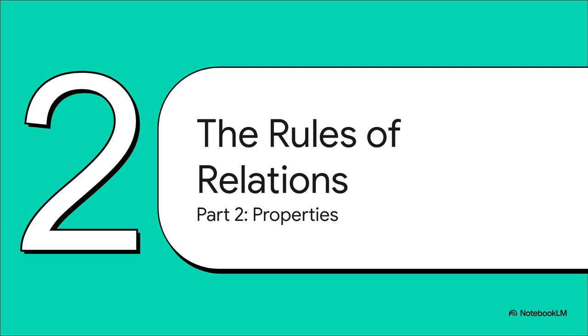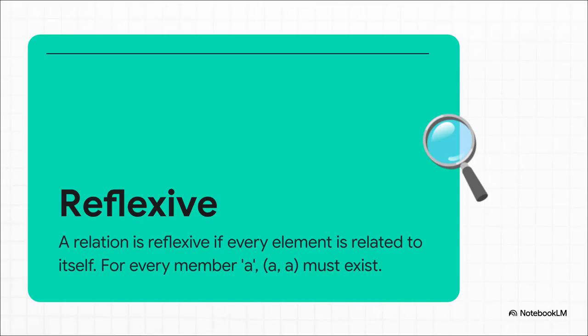Okay, so now that we can define connections, things get really interesting. You start to see that different relations have their own personalities. They follow certain rules that give them special properties. Let's look at 3 of the big ones. First up, we have reflexive. This is a simple but really powerful idea. A relation is reflexive if everything in the group is related to itself.